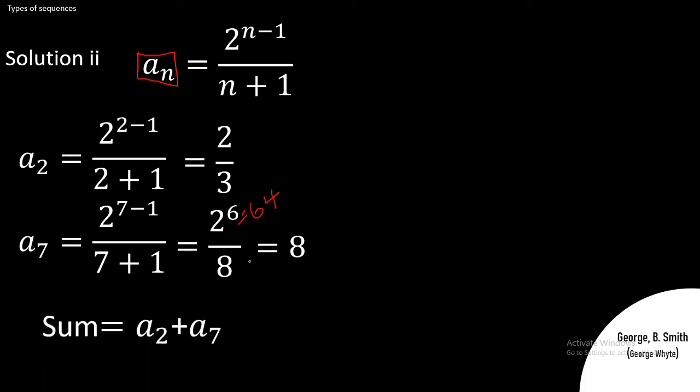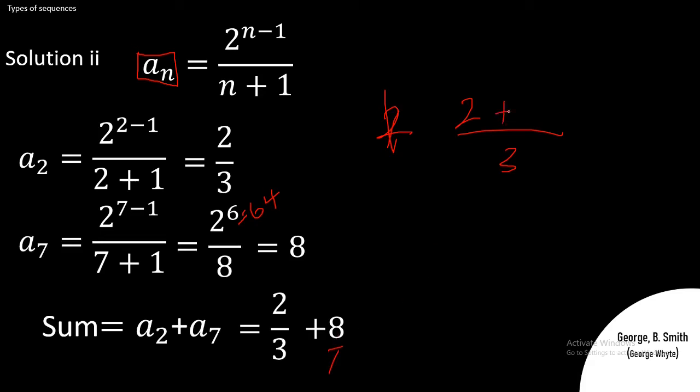Now we just have to sum the second term and the seventh term, and that will be 8 plus 2 over 3. Take the LCM. The LCM is 3. 3 going into 3 will give us 1, and 1 times this remains 2. Here we have 8 over 1. 3 into 1 will give us 3. 3 times 8 will give us 24. So 24 plus 2 will give us 26 over 3. So that's how I got this result, 26 over 3.